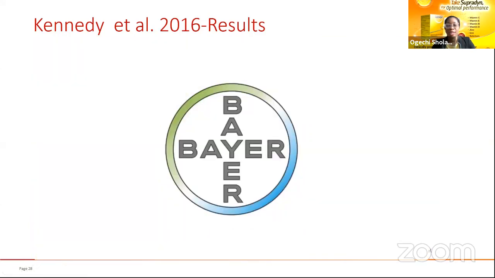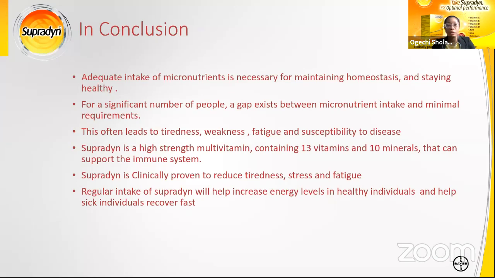Thank you. So that's the last slide. In conclusion, adequate intake of micronutrients is necessary for maintaining homeostasis and staying healthy. For a significant number of people, a gap exists between micronutrient intakes and the requirements as stated in the RDA. This often leads to tiredness, weakness, fatigue, and susceptibility to diseases.